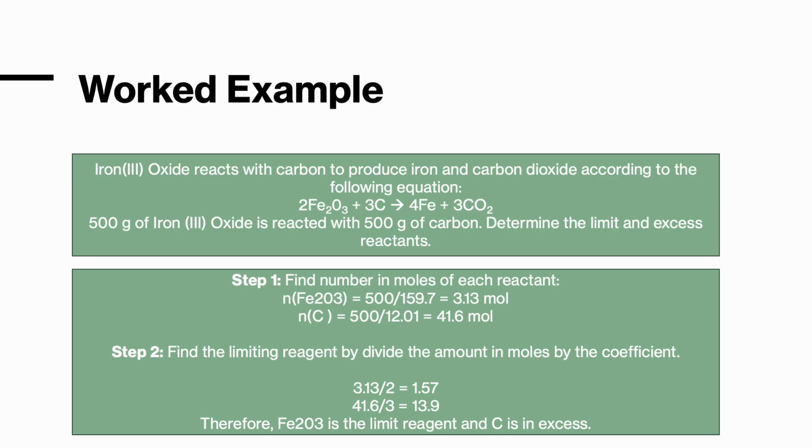each coefficient. So the iron, we're going to divide the 3.13 moles by 2, and the carbon, we're going to divide the 41.6 by 3. This shows that the limiting reagent is iron oxide, as there's far less moles than there are of carbon, and therefore the carbon is in excess.